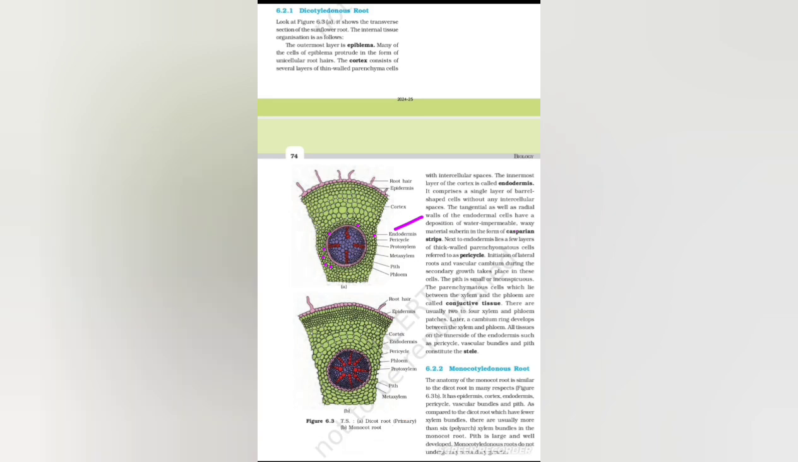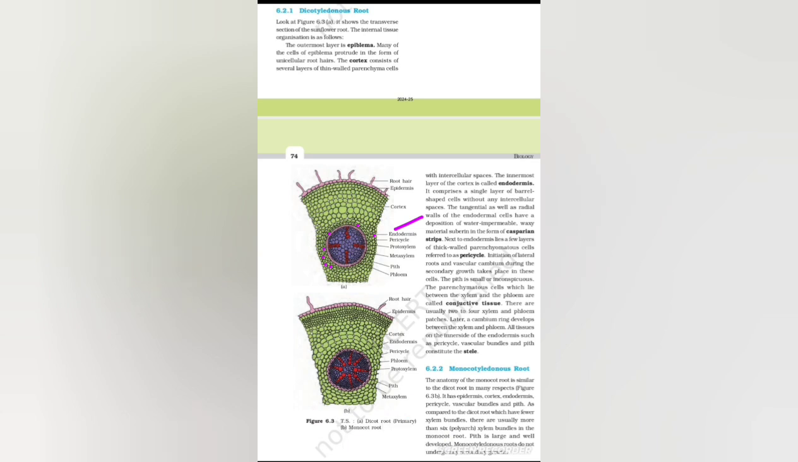Next to the endodermis, we can see another layer of thick-walled parenchymatous cells called pericycle. Next to the endodermis layer of cells, we can see another layer called pericycle, and in this layer the cells are thick-walled parenchymatous cells.